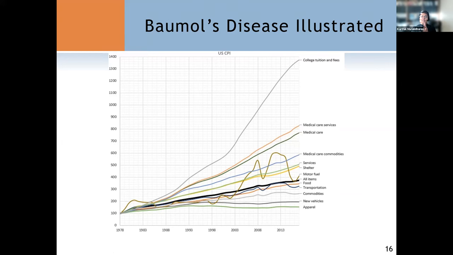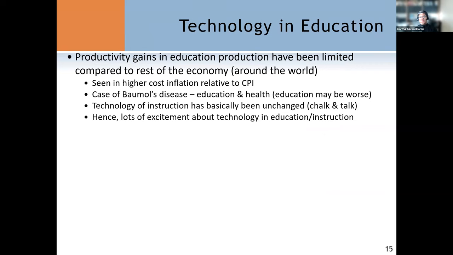Whereas in education, there's been very little change in productivity, right? It's not like we have new life-saving drugs or new life-saving procedures. For the most part, we're doing exactly what we did before, okay? And that's why college tuition and fees are out there in a league of their own in terms of prices. This is clearly something people have been noticing and thinking hard about what to do about. So that's the context for motivating the excitement about technology, okay?